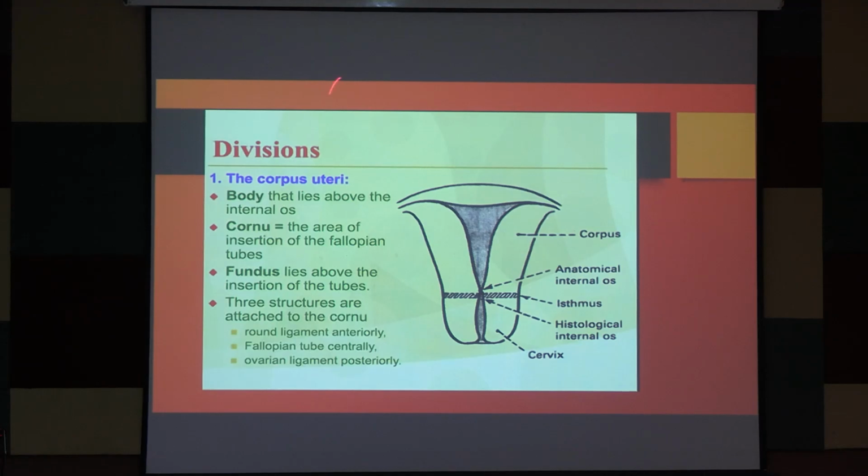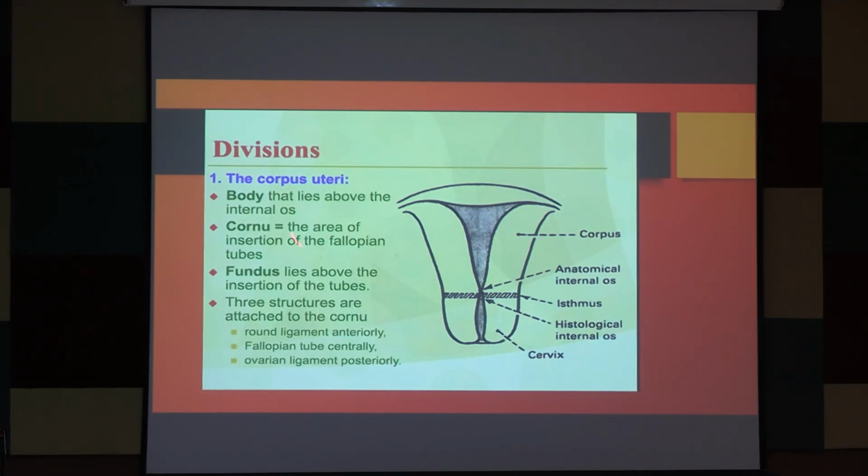So it is not the fallopian tube by which you will be able to know. It is the attachment of the round ligament on the body, whether you are dealing with the anterior surface or if the uterus is rotated. How to know which one is the anterior surface and which one is the posterior surface? It is by the attachment of the round ligament. So the round ligament is anterior and the ovarian ligament is posterior.